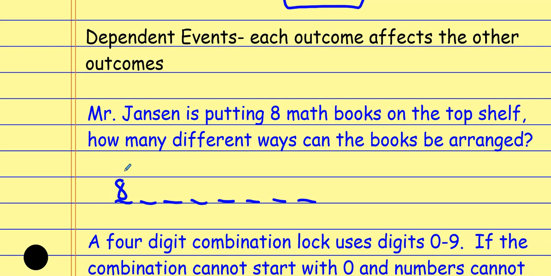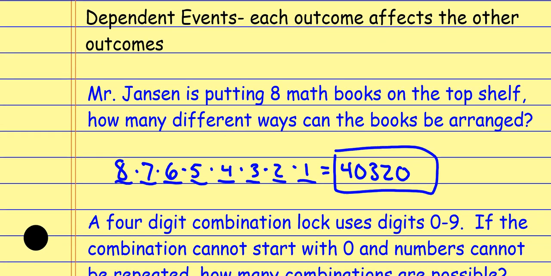Well, now I have fewer books to choose from. One of the books is already on the shelf. So now I only have 7 books left to choose from. Okay, maybe it's my geometry book. Who knows? But now once I place that second book up there, I only have 6 books left to choose from. And see, as I place books on the shelf, I have fewer books to choose from. Now I only have 5 books, and then 4, 3, 2, 1. And this should look familiar. This is 8 factorial. See, factorials appear naturally when we're talking about arranging things. And if you remember from the previous page, 8 factorial was 40,320. Okay?